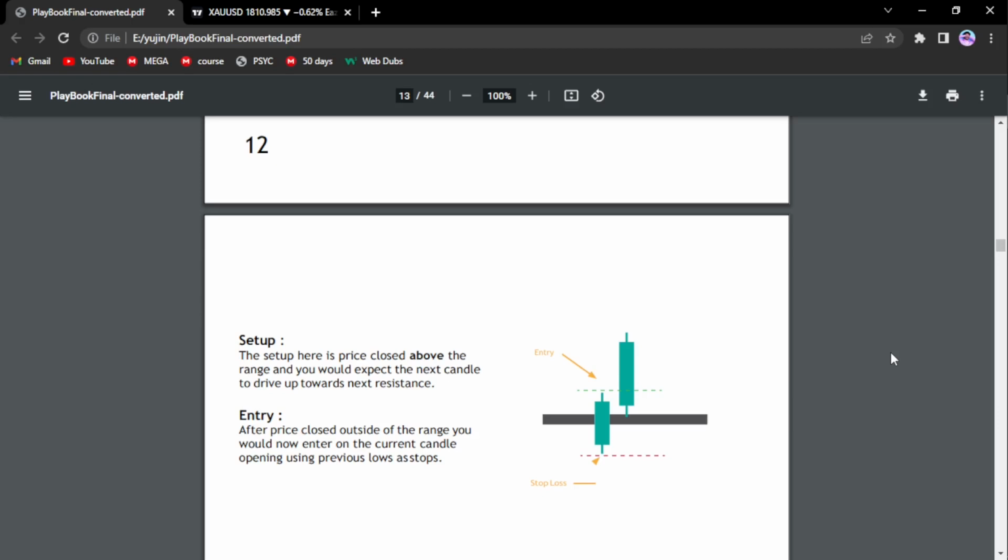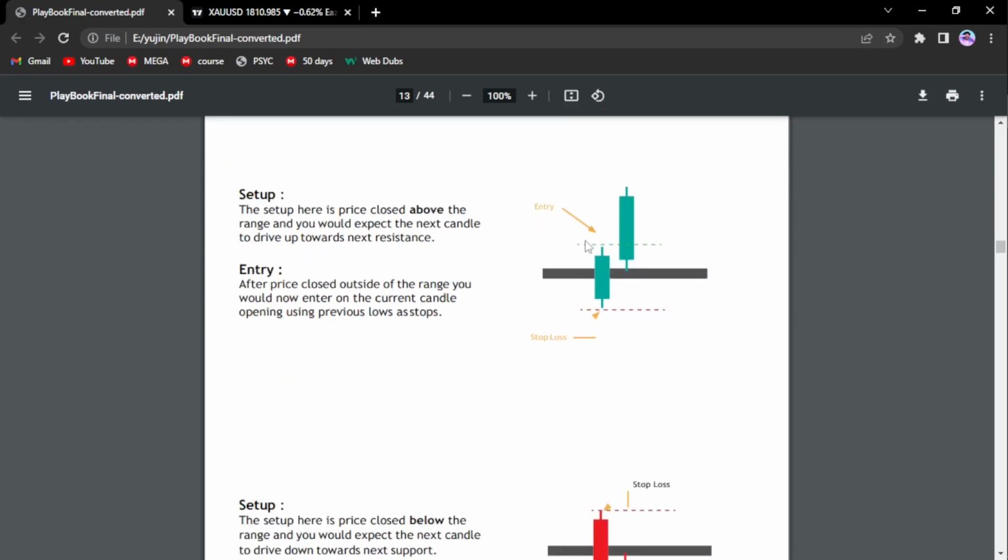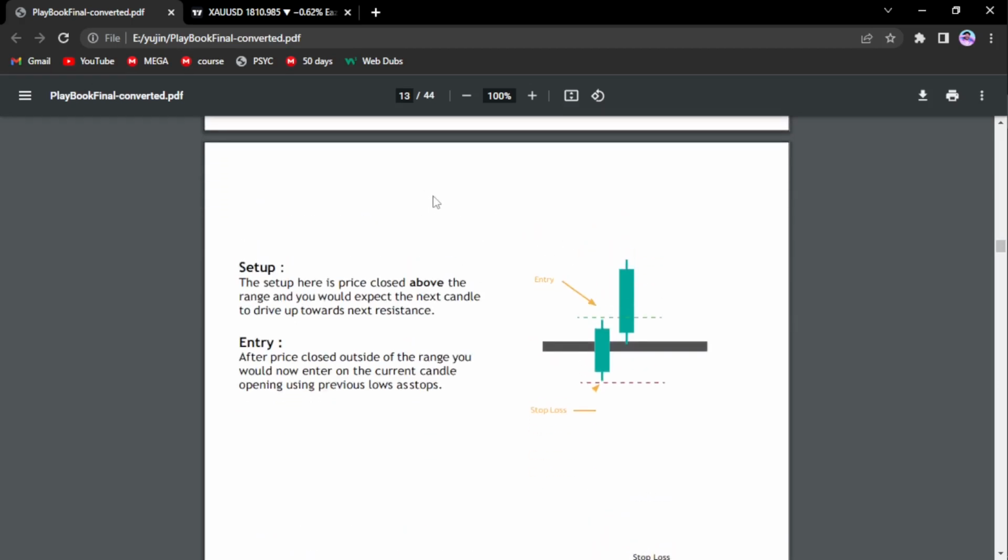Okay, so there's a difference between a setup and an entry, and we're going to go over that as we go through this document. You can have your book and a pen to write and draw them somewhere. Also, you could pause and go back if you didn't understand.